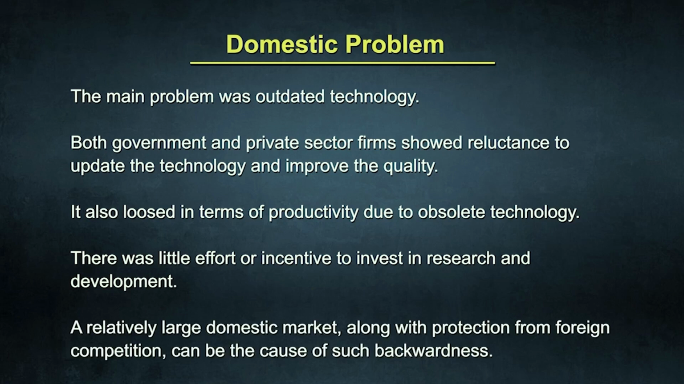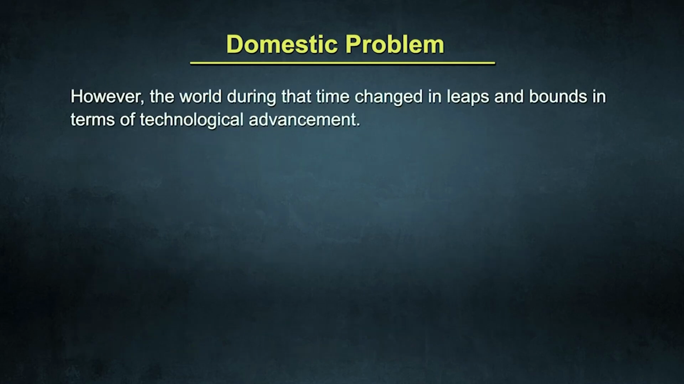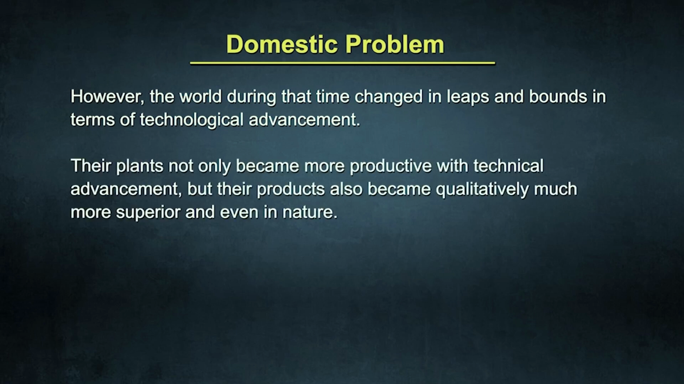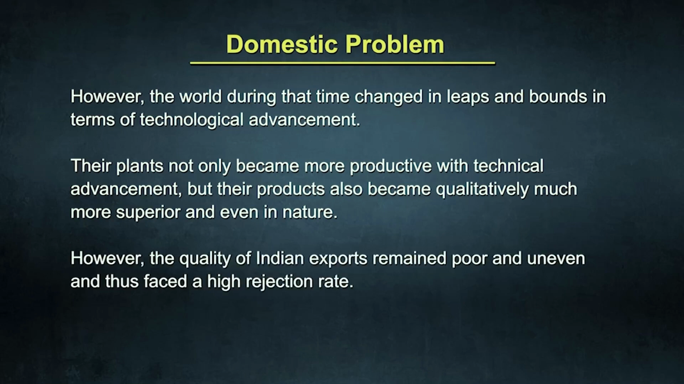A relatively large domestic market with government protection, particularly from foreign competition, can be the cause of such reluctance. However, the world during this phase changed by leaps and bounds in terms of technological advancement. The advanced world's plants not only became more productive with technical advancements, but their products also became qualitatively more superior. However, the quality of India's exports remained poor and uneven, so that it actually faced a high rejection rate during that period.